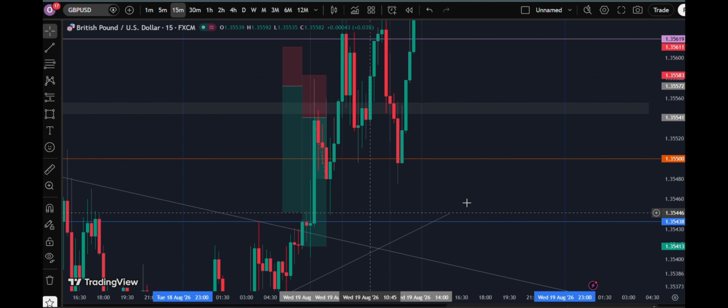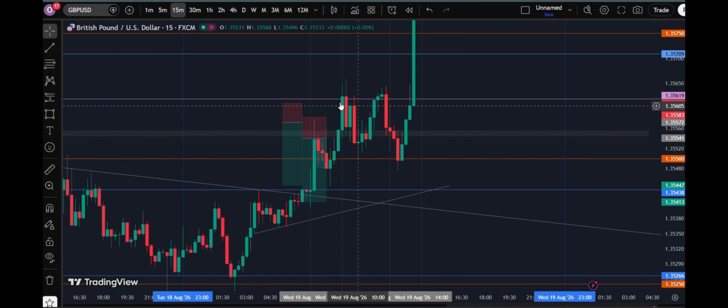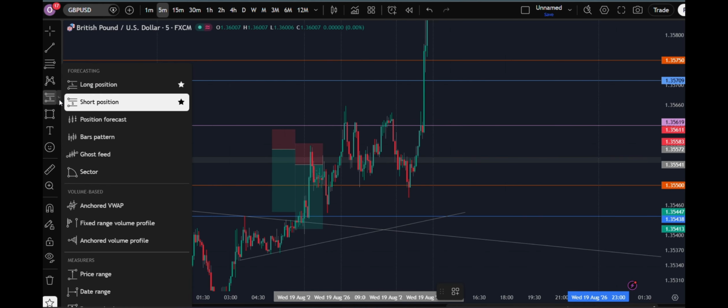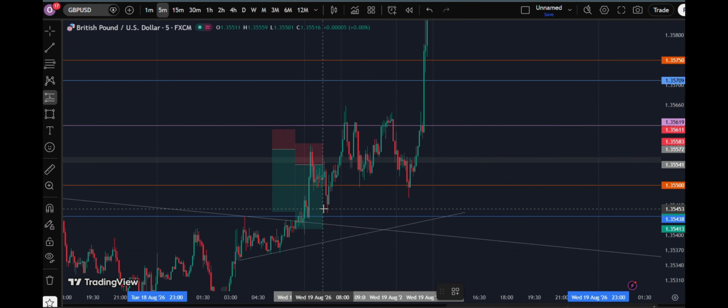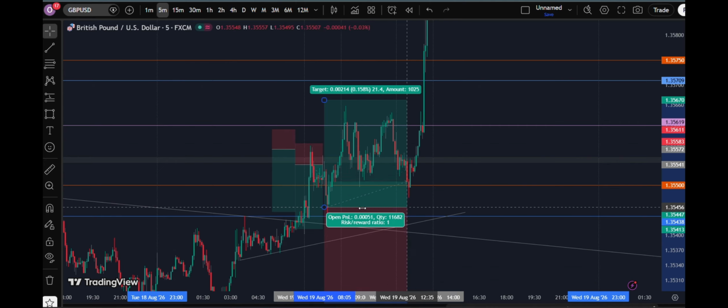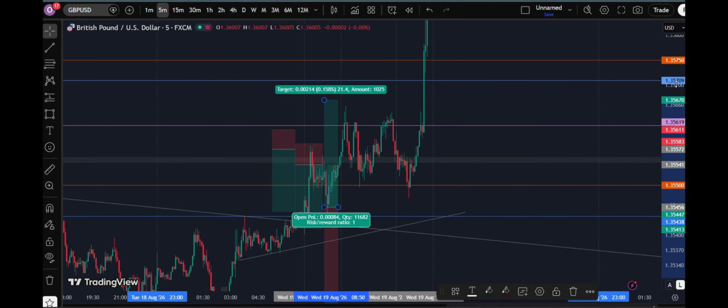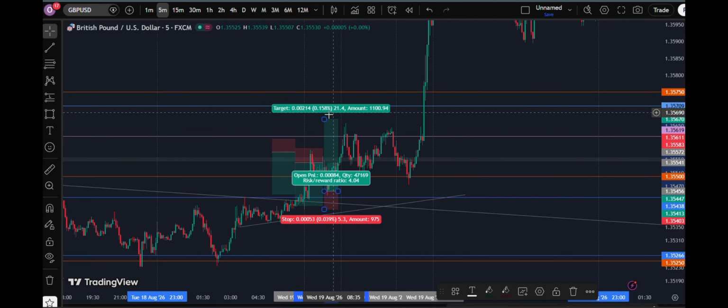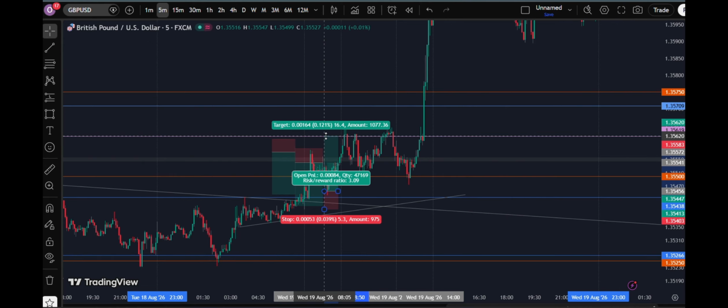I also made another entry here, going to this weekly zone. I made another entry to this weekly zone over here. I made another entry coming from this zone to this weekly zone. This is 1:3.